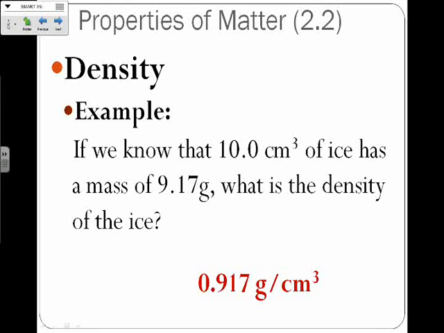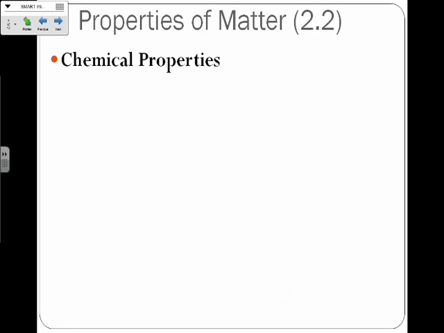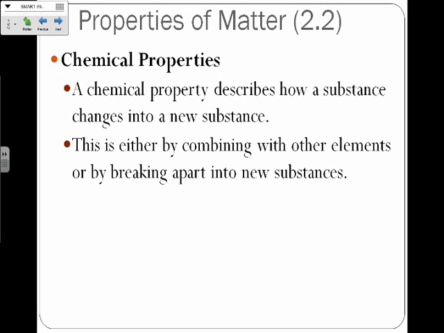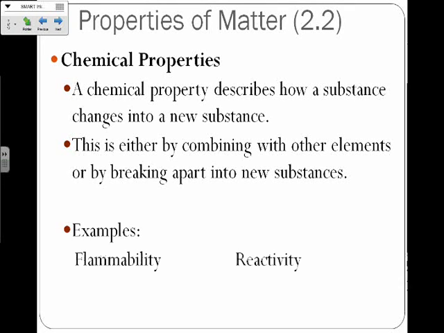Now that finishes the physical properties of matter, and now we need to talk about the chemical properties of matter. A chemical property describes how a substance changes into a new substance. This can be either by combining with other elements, or by breaking apart into new substances. Either way, if the identity of something is changing, that means it's becoming a new substance, and that's a chemical property. Examples are going to be flammability and reactivity.